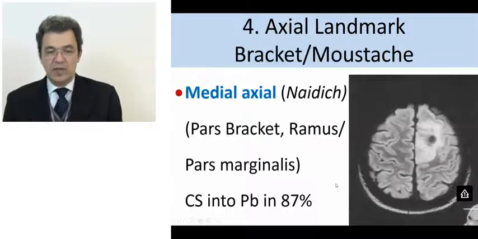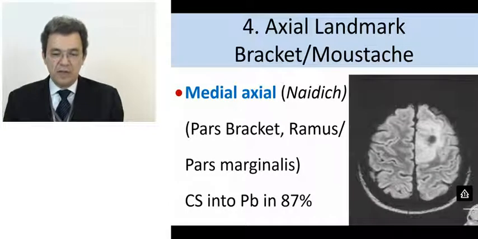Very nice way. The fourth and the last method comes from the back, from posteriorly, and looks at this structure here, which has been coined as being the pars bracket.